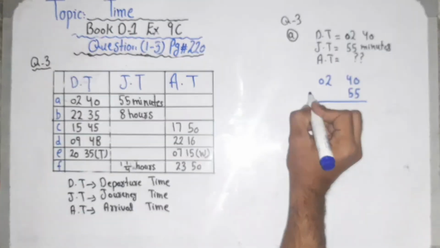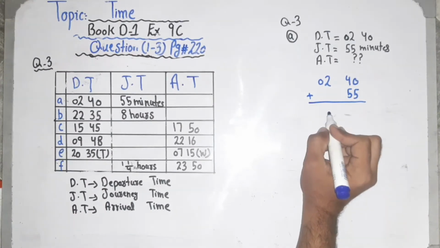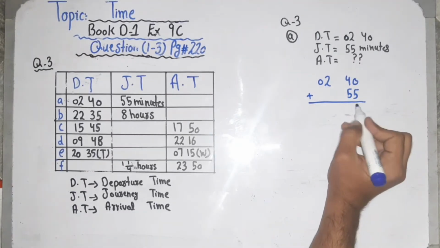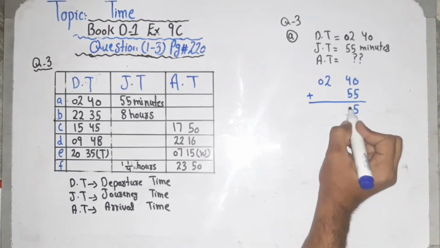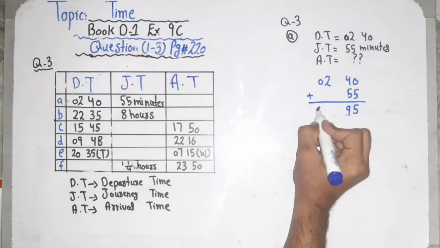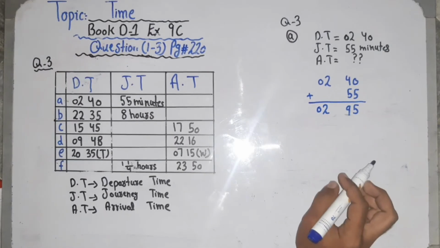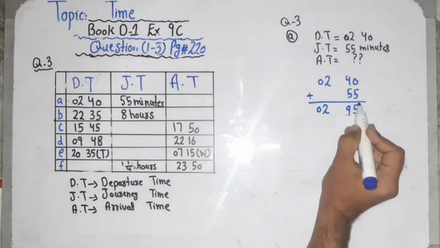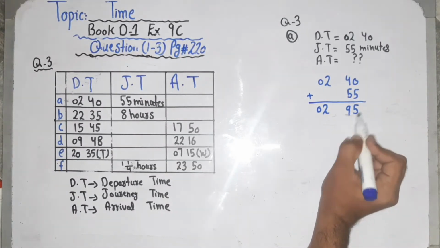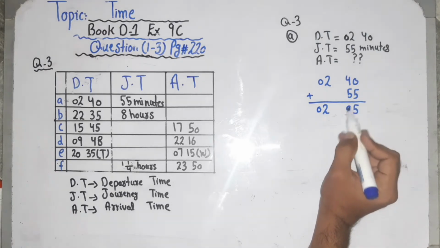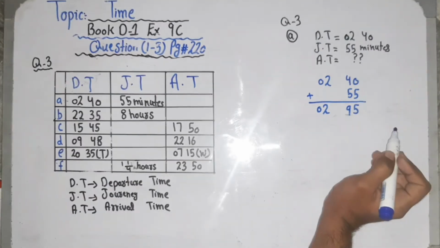Okay, so then we have to add this. So 0 plus 5 will be 5, and 5 plus 4 will be 9, and then we have 02:95. So there is a problem: we don't have any clock that has 60 minutes or more than 60 minutes.